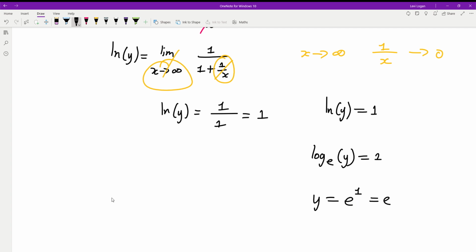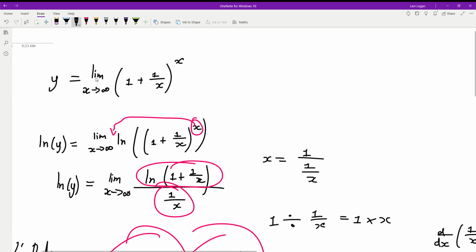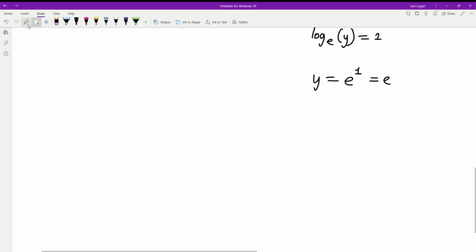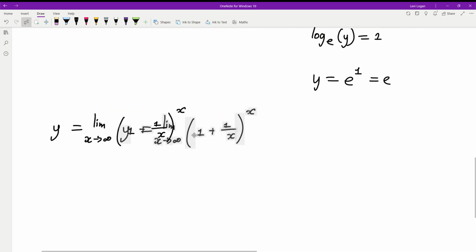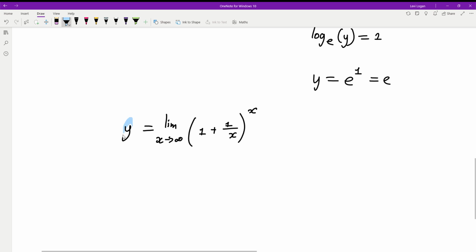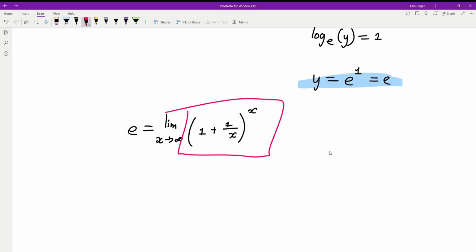And remember, we called our limit y, so since y is equal to e, this limit is then equivalent to e. If you were to plug big numbers into this algebraic expression here, what should start to appear is 2.71, etc.